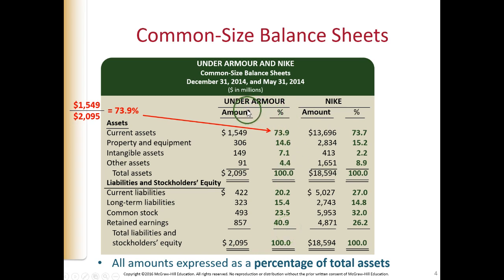Again, you do this to compare two companies. So Under Armour, again, is compared to Nike. And you can see that, for example, as to current assets, Under Armour has 73.9% of its assets tied up in current assets, and Nike's fairly similar, 73.7%. So they're very similar percentage-wise, even though the actual dollar amounts are quite a bit different.